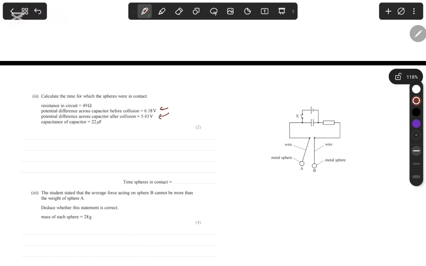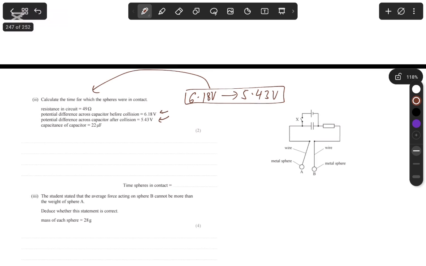Okay, so the time taken for the potential difference across the capacitor to go from 6.18 volts to 5.43 volts is the same as the time for which these spheres were in contact. I hope that makes sense. The time taken for the potential difference across the capacitor to go from 6.18 volts to 5.43 volts is equal to the time taken for the spheres to be in contact.